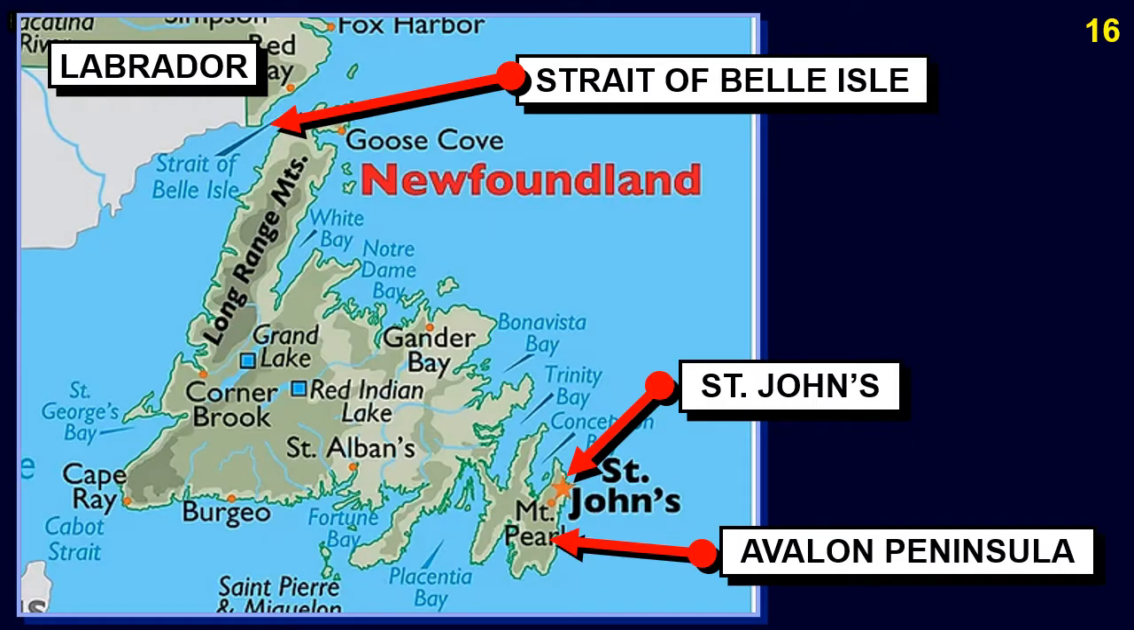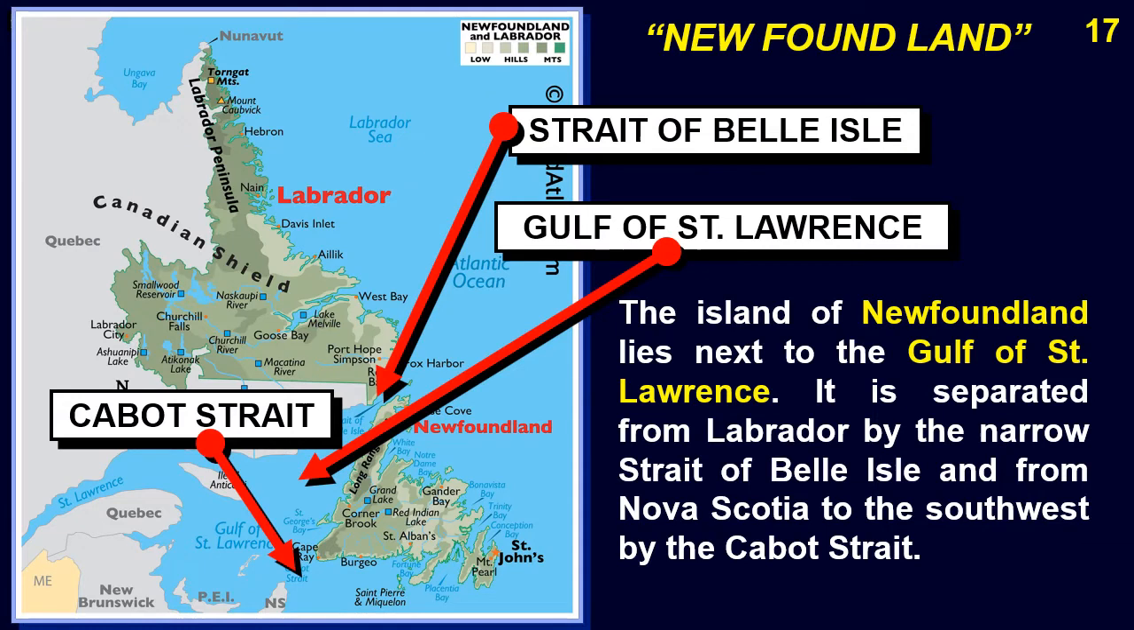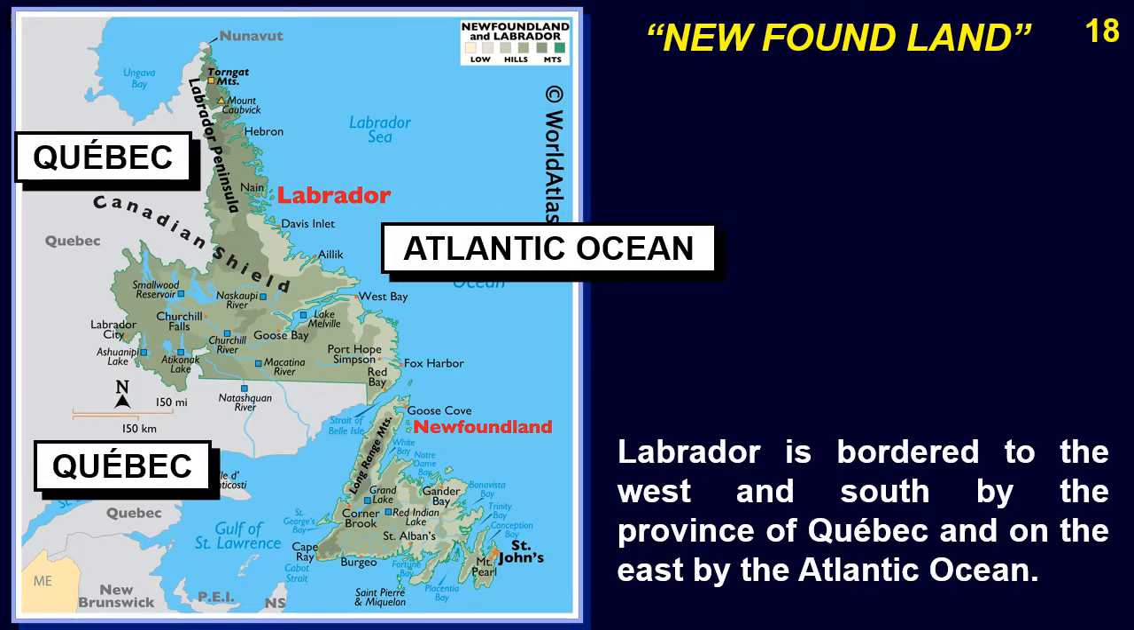The capital and largest city of Newfoundland is St. John's on the Avalon Peninsula. The island of Newfoundland lies next to the Gulf of St. Lawrence. It is separated from Labrador by the narrow Strait of Belle Isle, and from Nova Scotia to the southwest by the Cabot Strait. Labrador is bordered to the west and south by the province of Quebec, and on the east by the Atlantic Ocean.